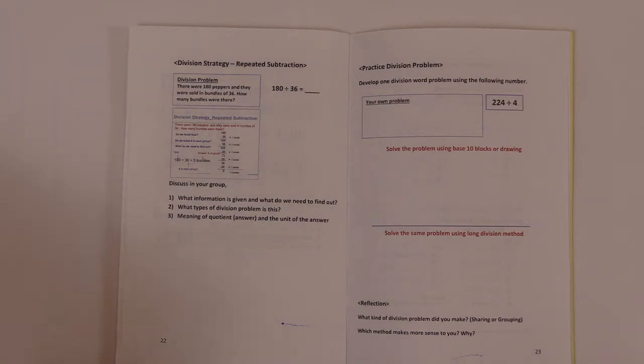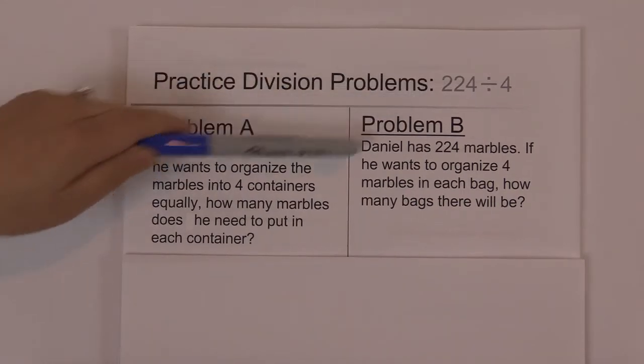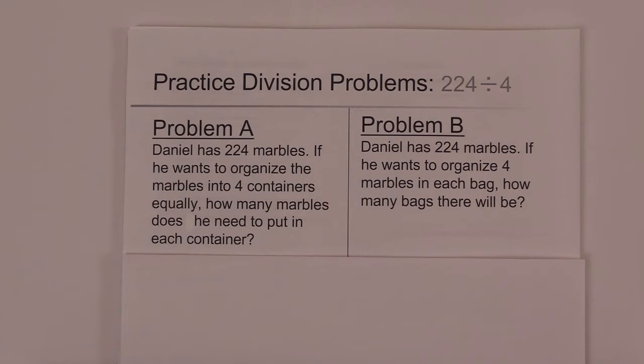224 divided by 4. Here's an example. I have problems A and B. Problem A says Daniel has 224 marbles. If he wants to organize the marbles into 4 containers equally, how many marbles does he need to put in each container? Problem B: Daniel has 224 marbles. If he wants to organize 4 marbles in each bag, how many bags will there be? So I used the same equation, 224 divided by 4, but the problems look a little different. Which one do you think is the sharing problem? Which one is the measurement grouping problem?